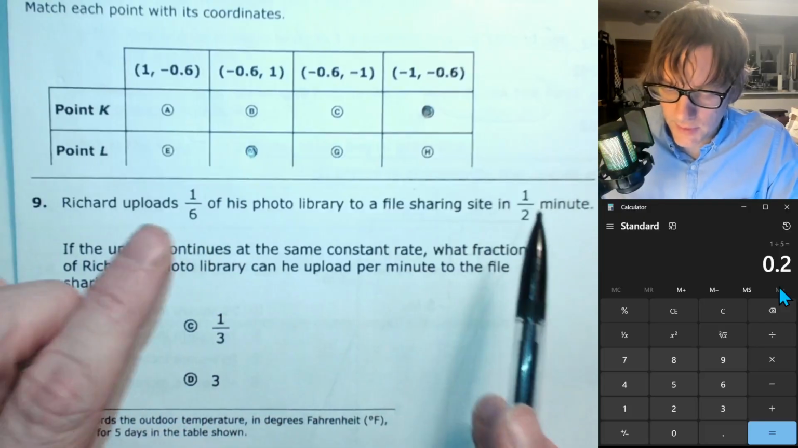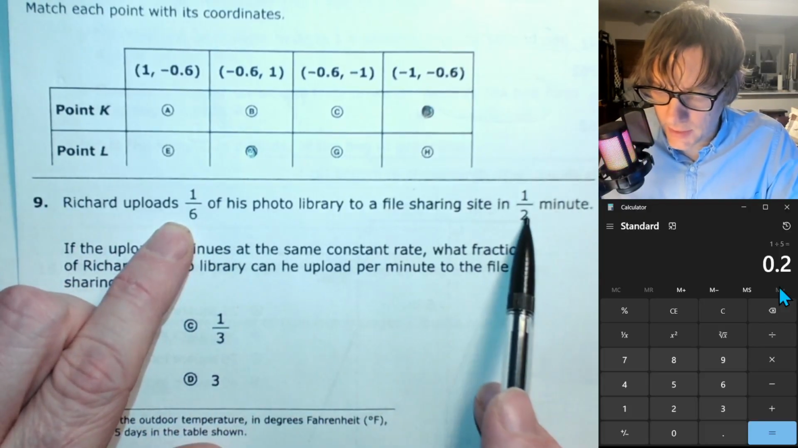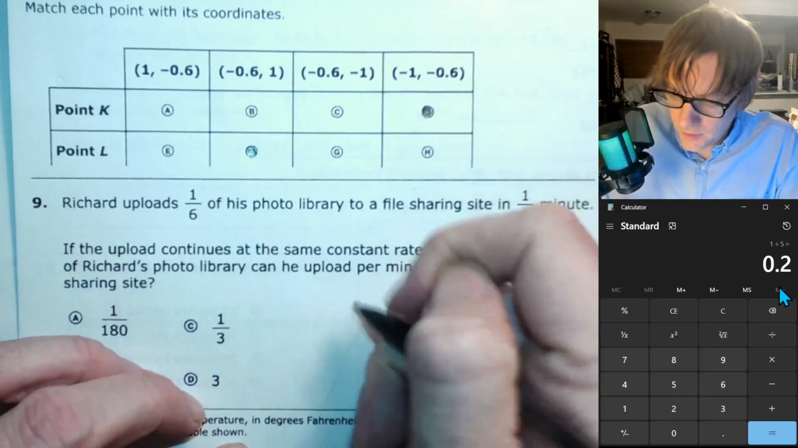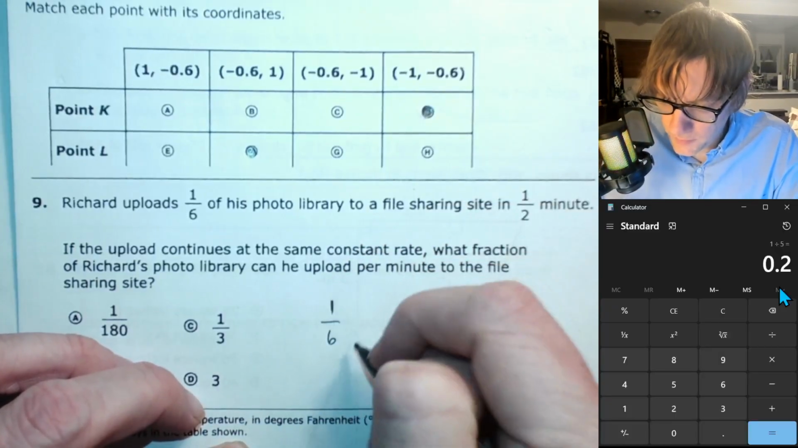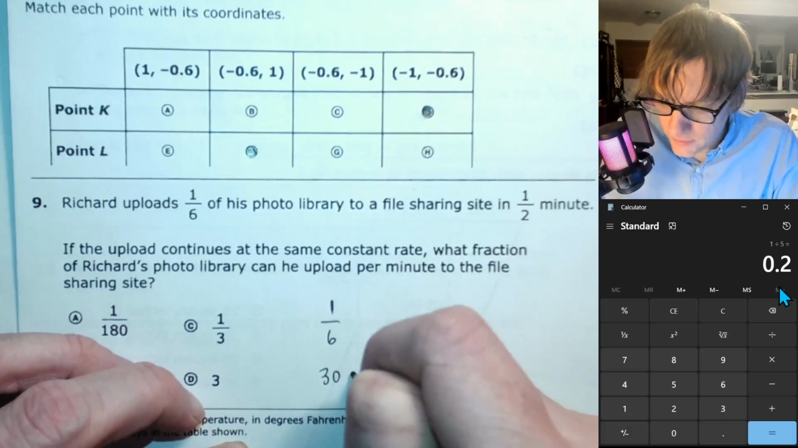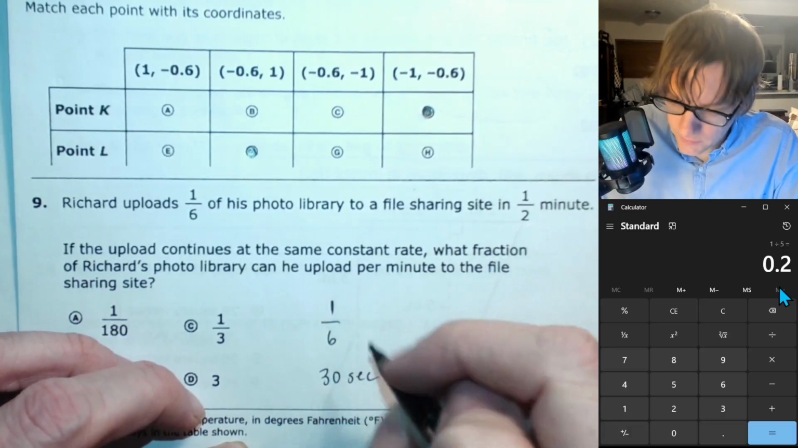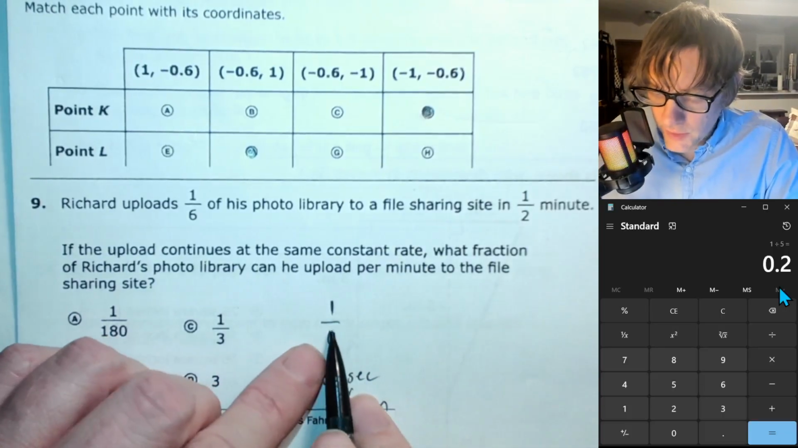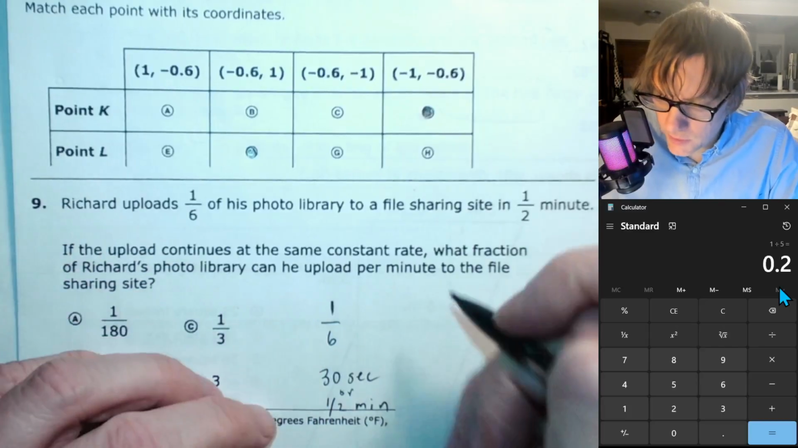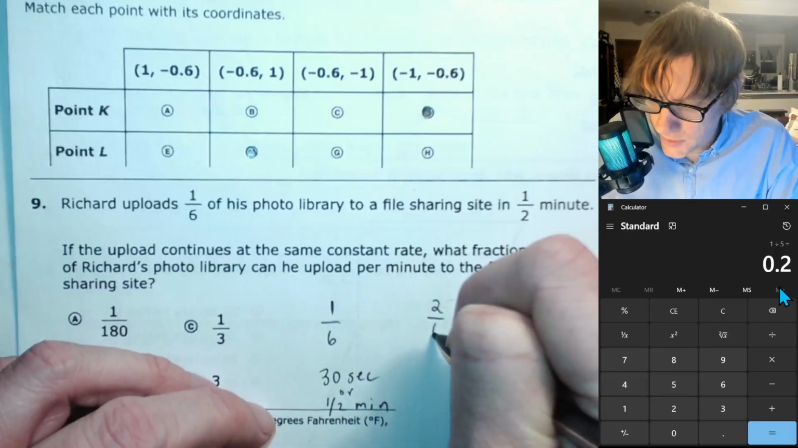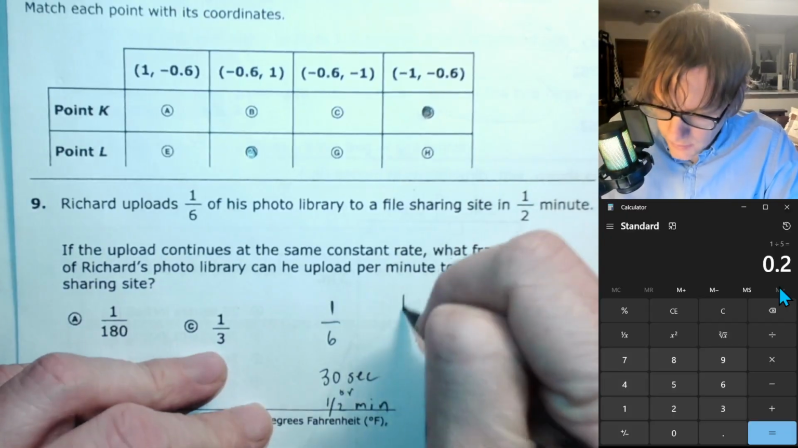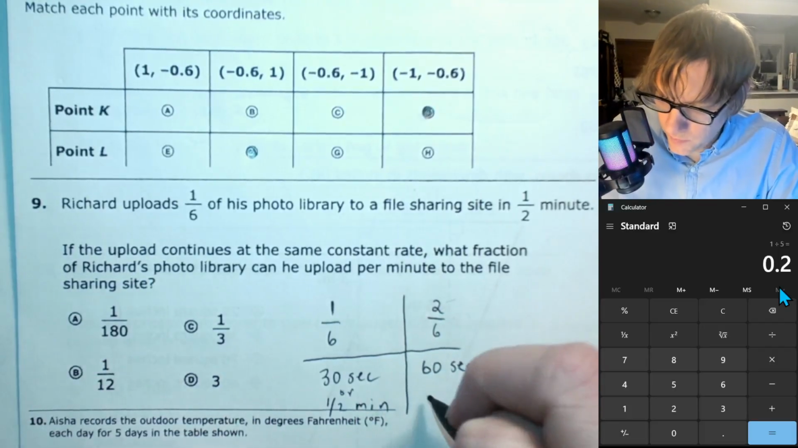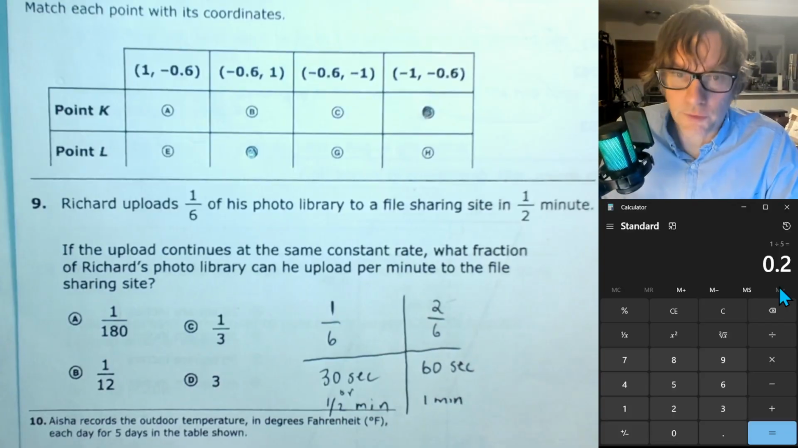Well, there's a couple ways to do this. So if he does this much in 30 seconds, well, in 1 minute, he's going to do double this, because 1/6 would be for the 30 seconds, which is 1/2 of a minute. So you can also call it 1/2 of a minute. So then if I double this, that means multiply it by 2, so you're going to get 2/6. All right. And that's going to go with 60 seconds. All right, but that's 1 minute. So that's what we're looking for here.